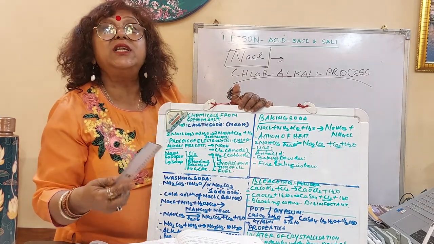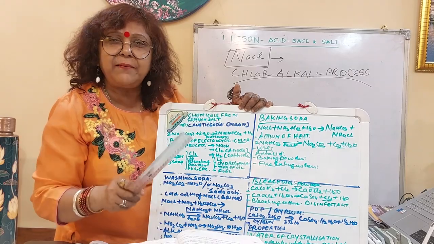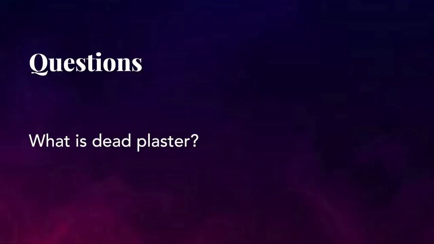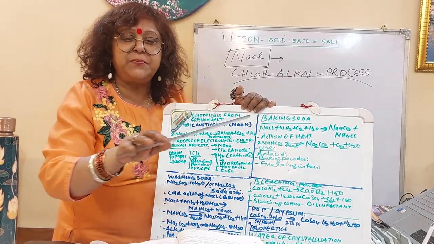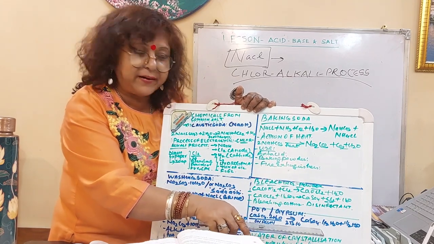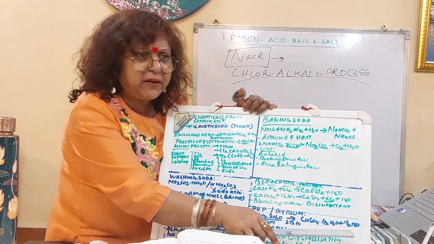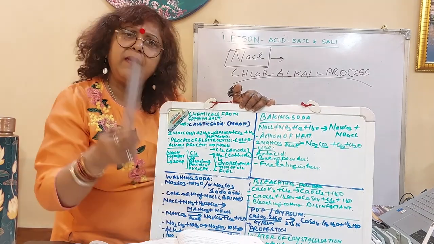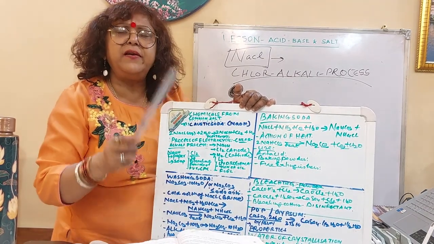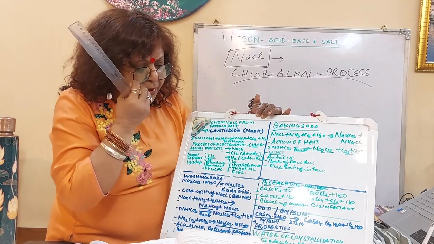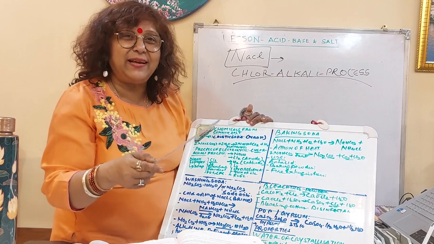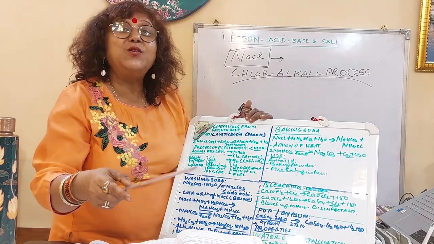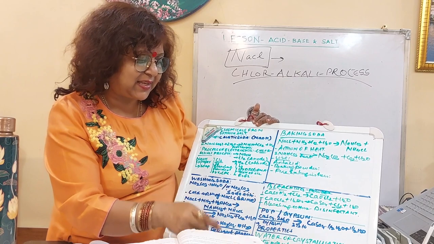If they ask you, what is dead plaster? Dead plaster is that POP which is without water of crystallization. This half H2O helps in molding and giving shapes. That is why this much water of crystallization is required. And when this combines with 1.5 water, it reverses back to form gypsum. So gypsum is the raw material used to make POP. And the uses of POP, as I told you, it is used for making molds and also setting bones, fractures, in medical sciences, etc.